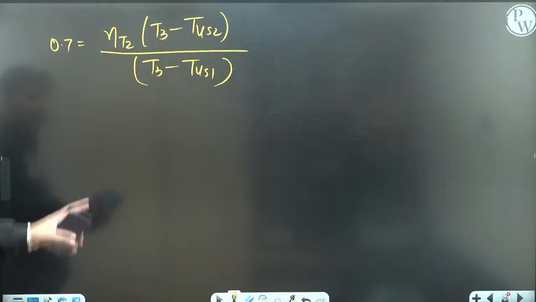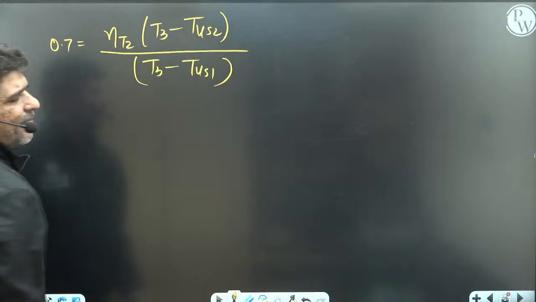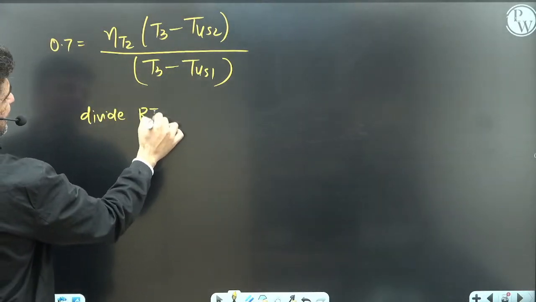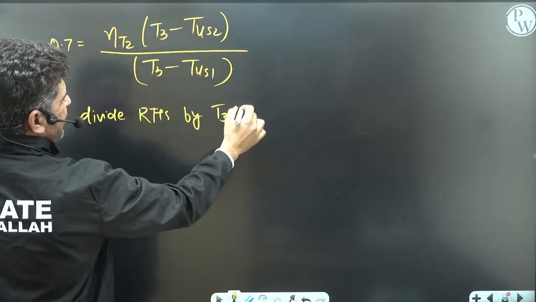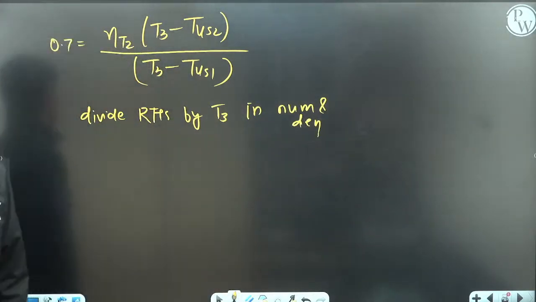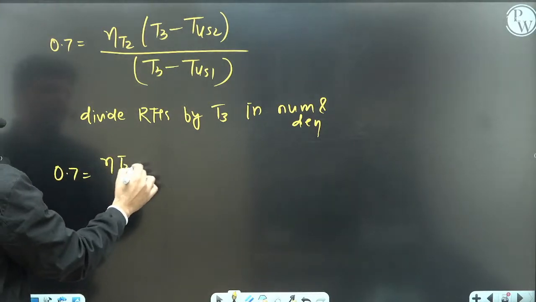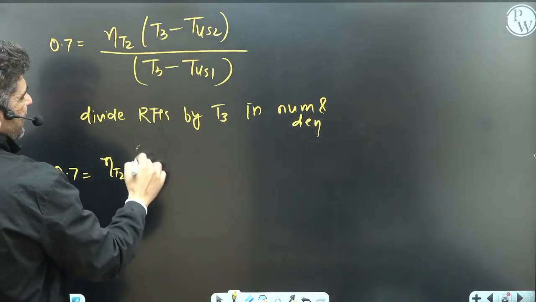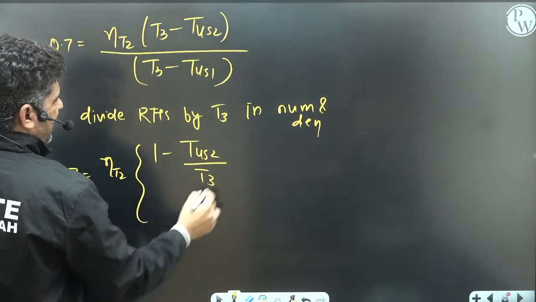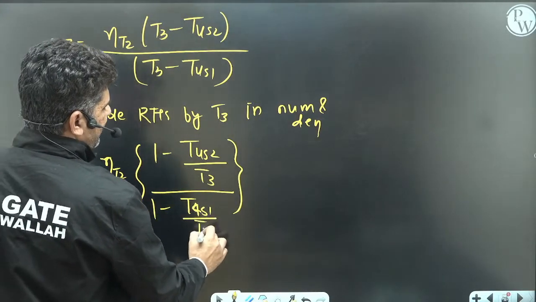Okay. So now how do we calculate this η_T2? To calculate η_T2, what we will do is divide the top and bottom by T3. So when we divide the right-hand side by T3 in numerator and denominator, this will become 0.7 is equal to efficiency of turbine 2 times (1 minus T4S2 divided by T3), and over here you will have (1 minus T4S1 divided by T3).